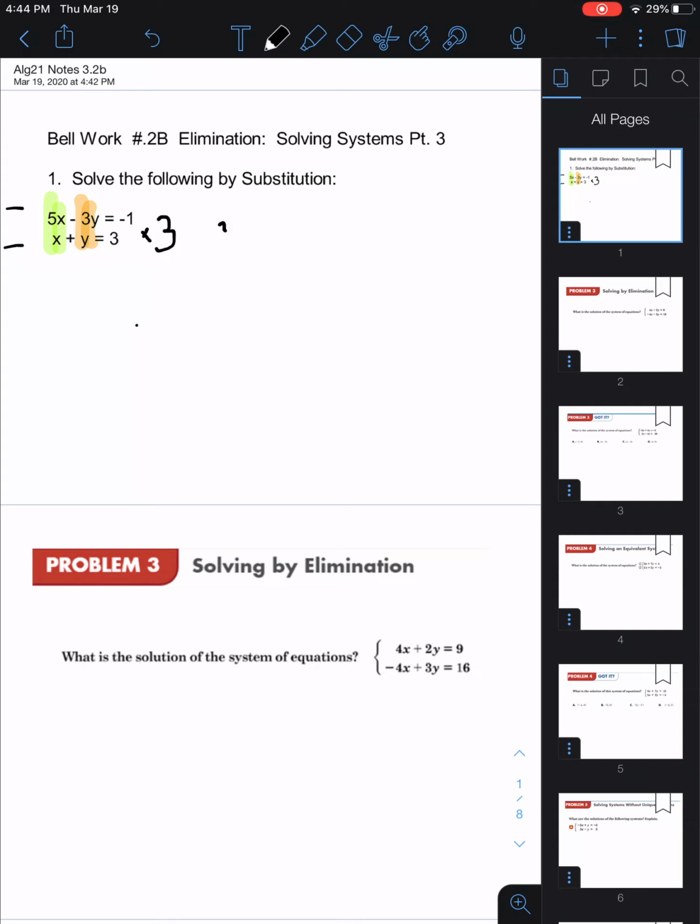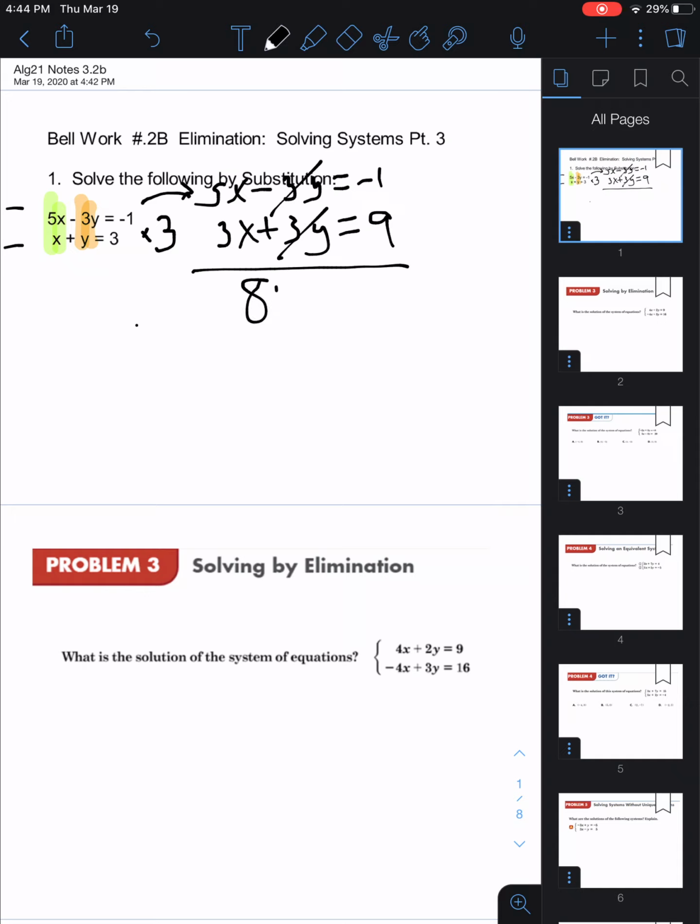By 3, this would give me a 3x plus 3y equals 3 times 3 is 9. And then if I just slide the first equation on over, that would give me a 5x minus 3y equals negative 1. And then if I add those together, notice that the negative 3y and the positive 3y would cancel. If I add up what's left on the left side, that would give me 8x, and add up what's left on the right side, that would give me 8. Isolate x by dividing by 8, and I get x equals 1. So there I found my x value.